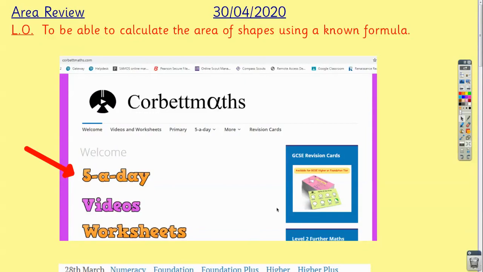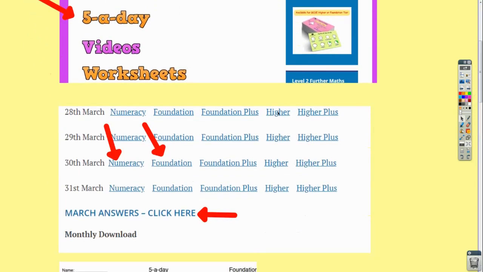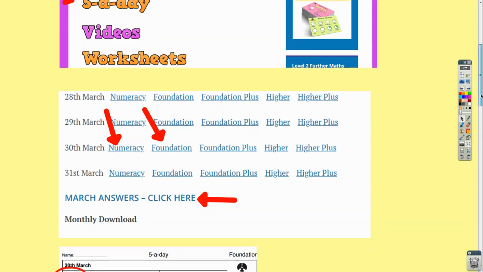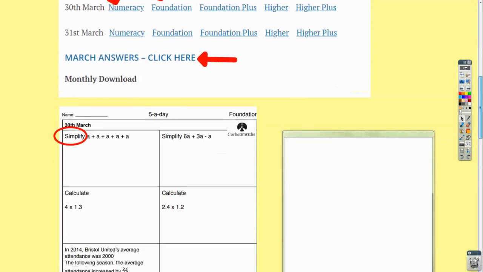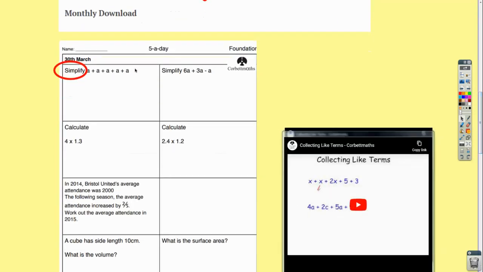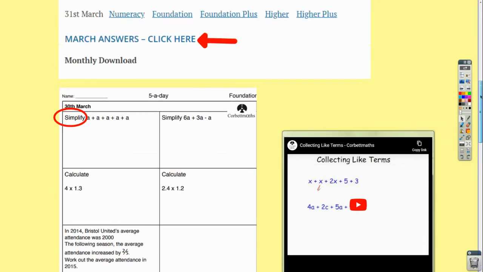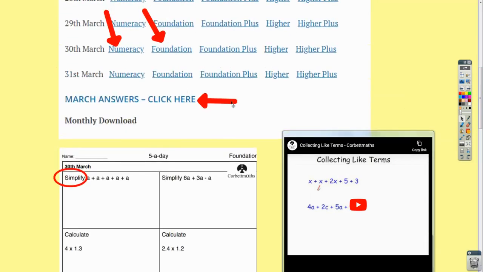So, as I've already said, the first task is to go onto Corbett and look at the 5-a-day tasks. If you go on the website and you click on the link that says 5-a-day and choose GCSE, there are 5 different difficulty levels of tasks. So if you go to today's date, for example, the 30th of March, the numeracy ones are more straightforward, and then foundation plus one of those 3 is what you should be choosing to have a go at. They look like this. Okay. You can also find the answers for each of those sheets on the Corbett website, March Answers.